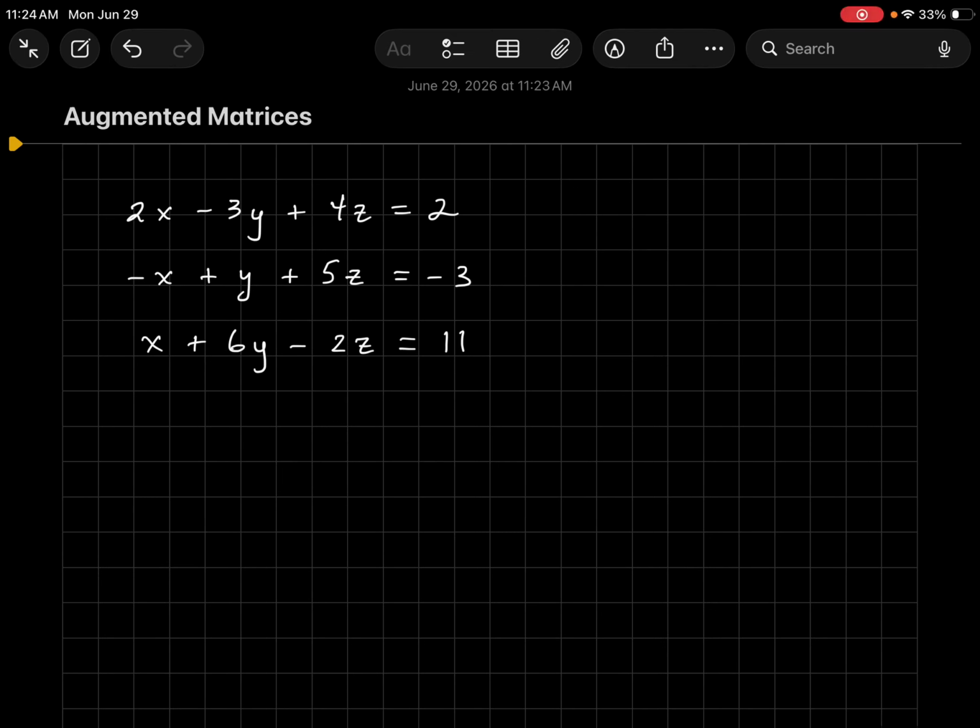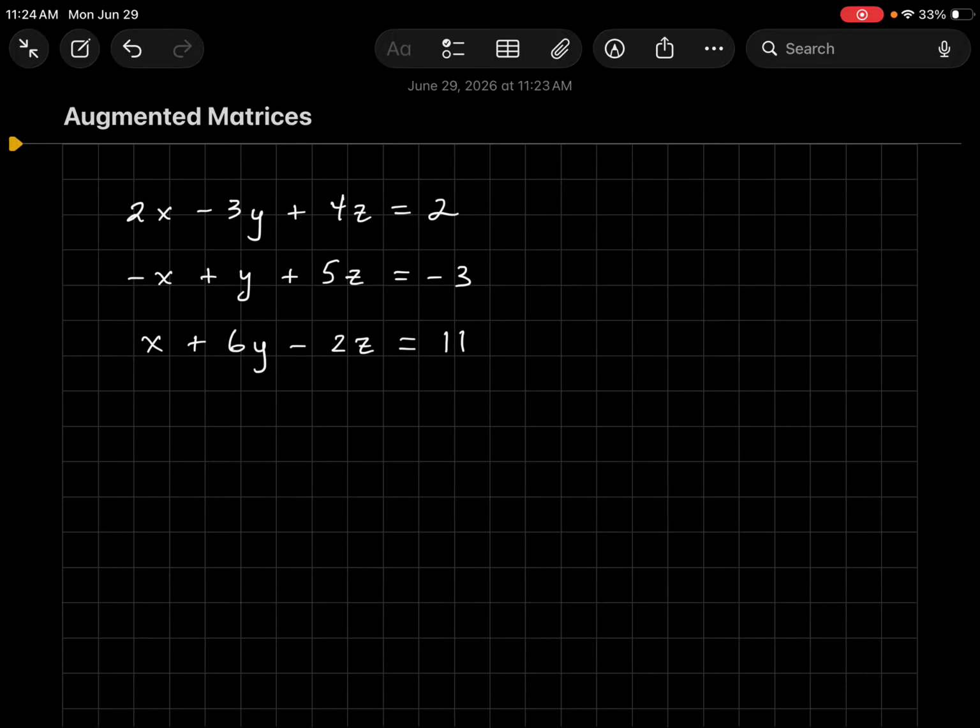Augmented matrices. An augmented matrix is one based on a system of equations. For these examples, I'm going to be doing a system of 3 equations for all of them, but it is easily extendable to any number of equations, system of 2, 4, whatever.